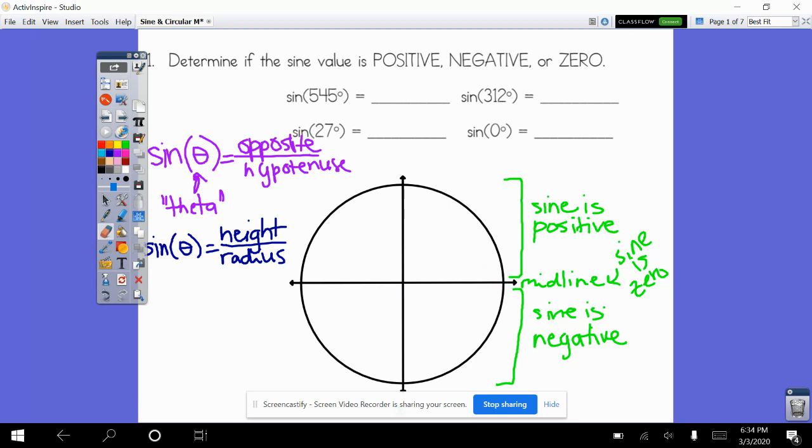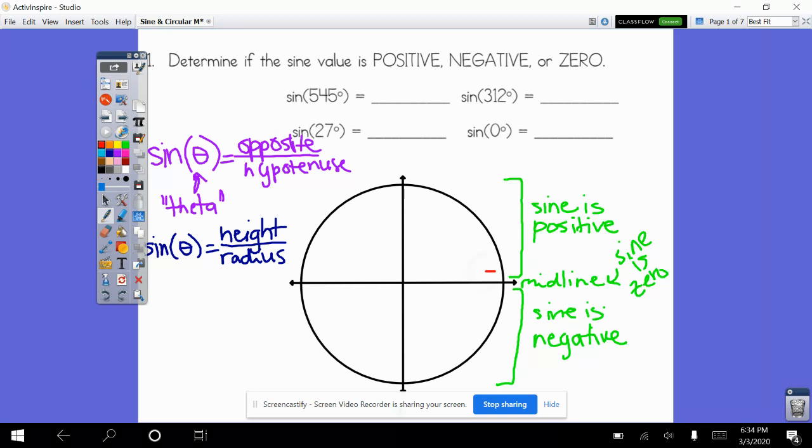So again, you can see already how sine is determined by the height of a point from the center or from the midline. If we have a point above the midline, the height is positive, so sine is positive. If we have a point below the midline, the height is negative, so sine is negative. If we have a point on the midline, the height is 0, therefore sine is 0. So if we start by looking at 545 degrees, I'm actually going to first mark all the important degrees on the circle that we should know by now.